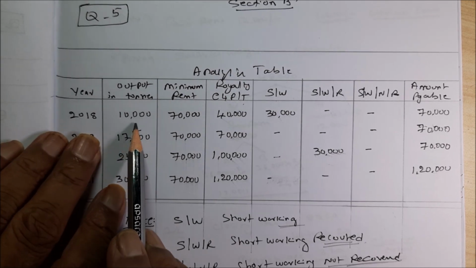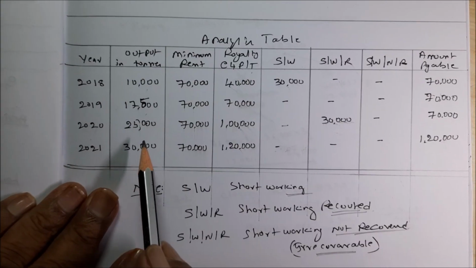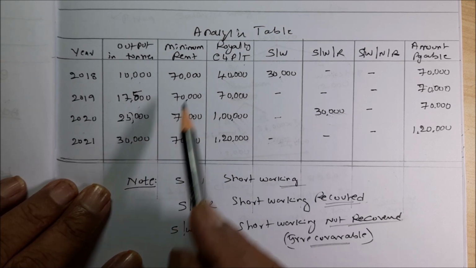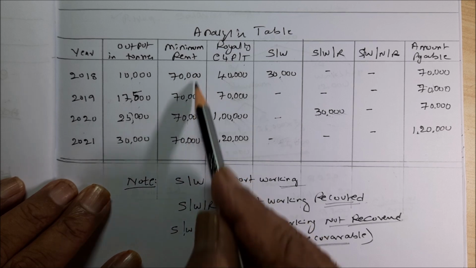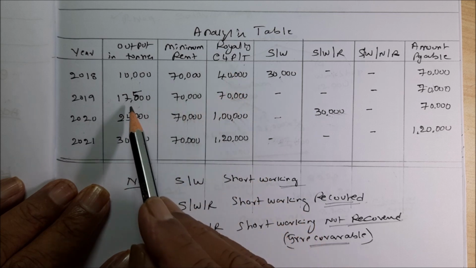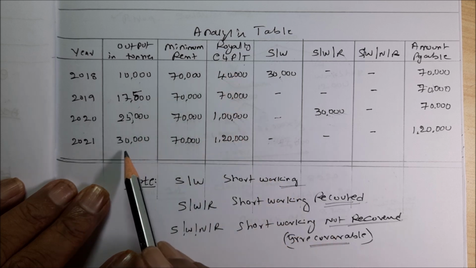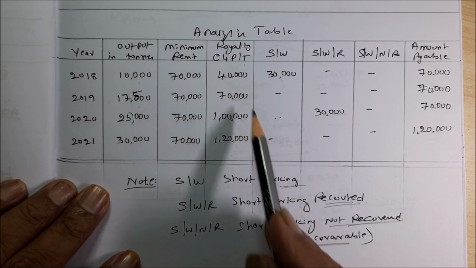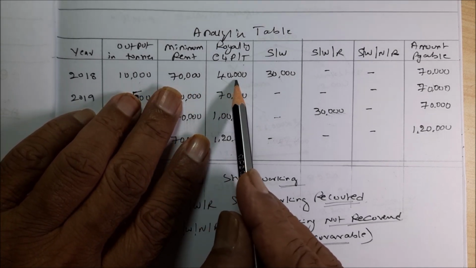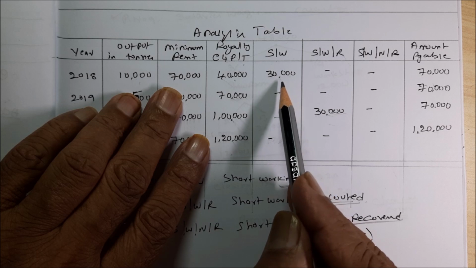So 2018: 10,000 tons, 2019: 17,500 tons, 2020: 25,000 tons, 2021: 30,000 tons. Minimum rent is always one and the same, 70,000 each year. 10,000 into 4 rupees is 40,000, 17,500 into 4 is 70,000, 25,000 into 4 is 1 lakh, 30,000 into 4 is 1 lakh 20. Where minimum rent is 70,000 whereas royalty is 40,000, your minimum rent is more than royalty. So you have a loss of 30,000.